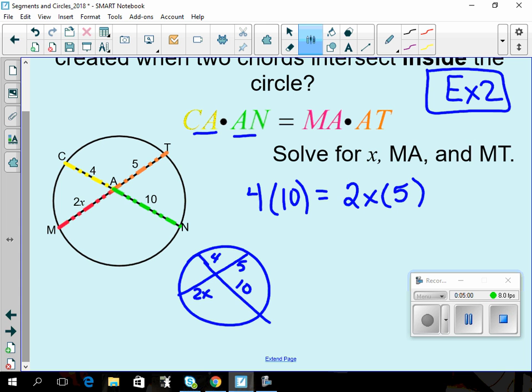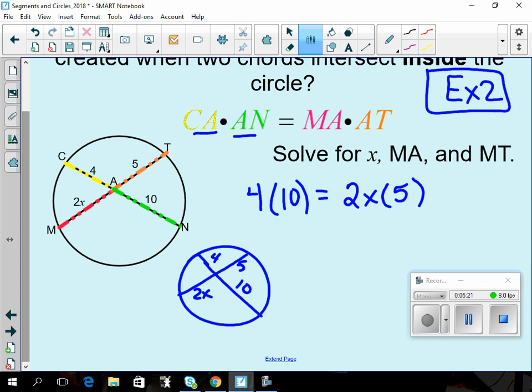Again, the picture kind of looks like something we've done before, doesn't it? Except we're not worried about the angles and the arcs. I'm worried about the lengths of the segments. A little bit different question. So you just multiply the two pieces together instead of setting them equal to each other. Their products are the same.